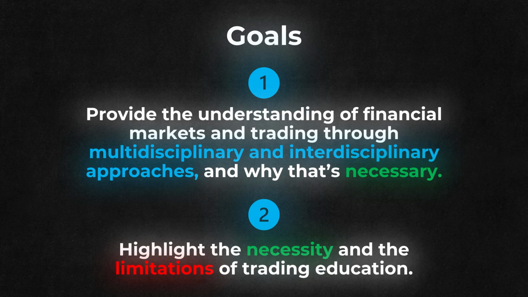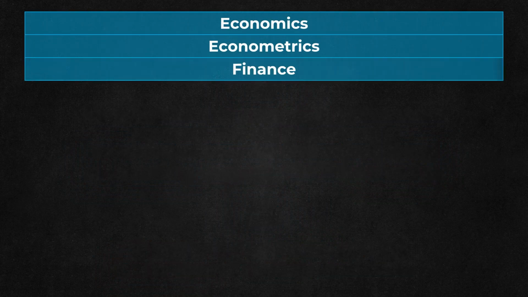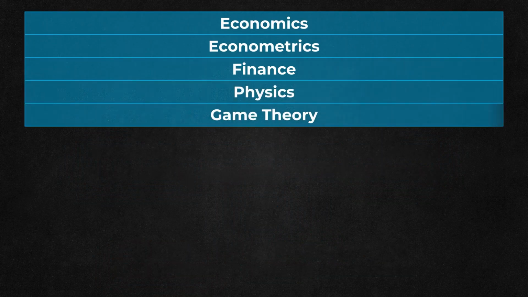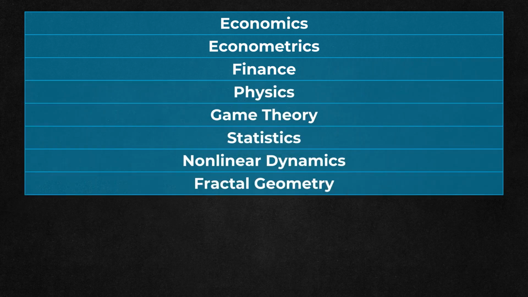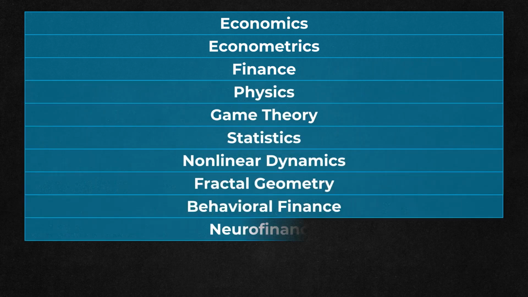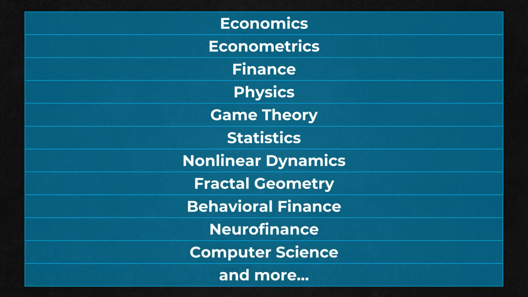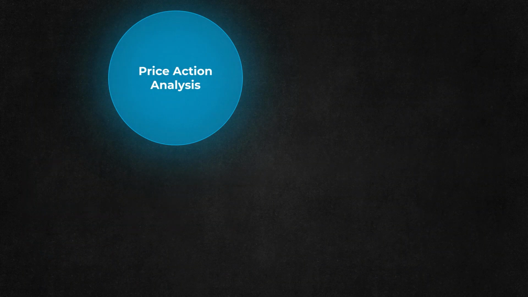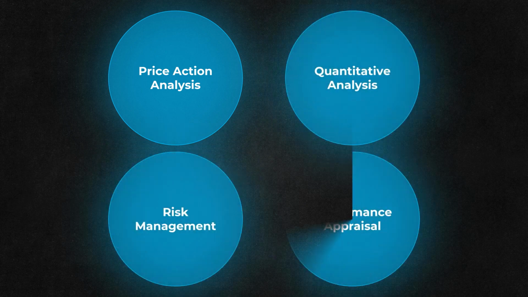By the end of this course, you will have a sophisticated understanding of several aspects and peculiarities of the trading world. We are going to navigate through several challenging and interesting aspects of trading using insights from multiple branches of science, such as economics, econometrics, finance, physics, game theory, statistics, nonlinear dynamics, fractal geometry, behavioral finance, neurofinance, computer science, and more, not to mention certain tools of finance such as price action analysis, quantitative analysis, risk management, and performance appraisal.